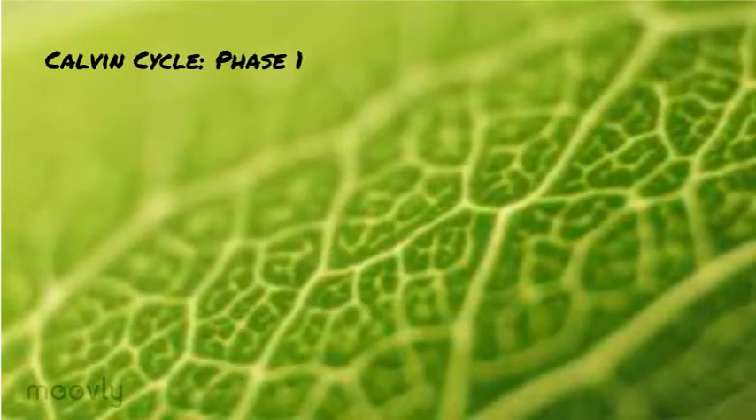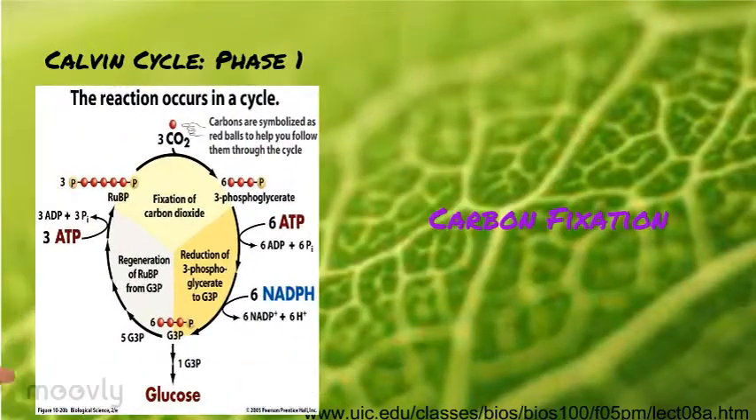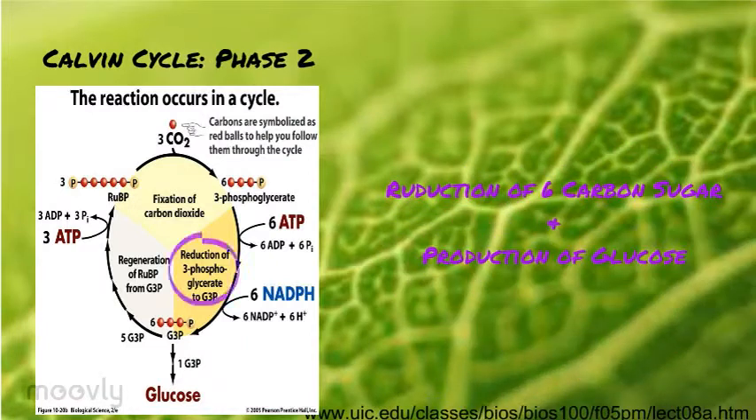In the first phase, carbon fixation takes place. During carbon fixation, carbon dioxide is added to the 5-carbon sugar ribulose hydrogenase to make a 6-carbon sugar. Step 2 in the cycle is the reduction of that 6-carbon sugar into 2 3-carbon compounds by the use of ATP. Also in stage 2, glucose is made when NADPH gives up its hydrogen.